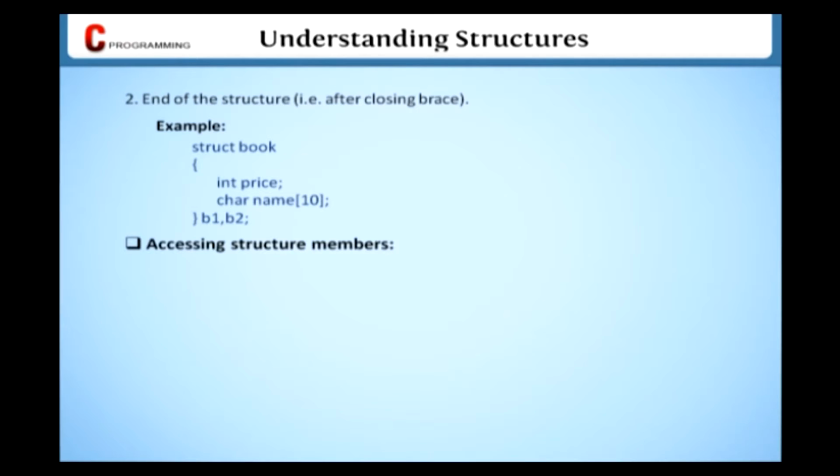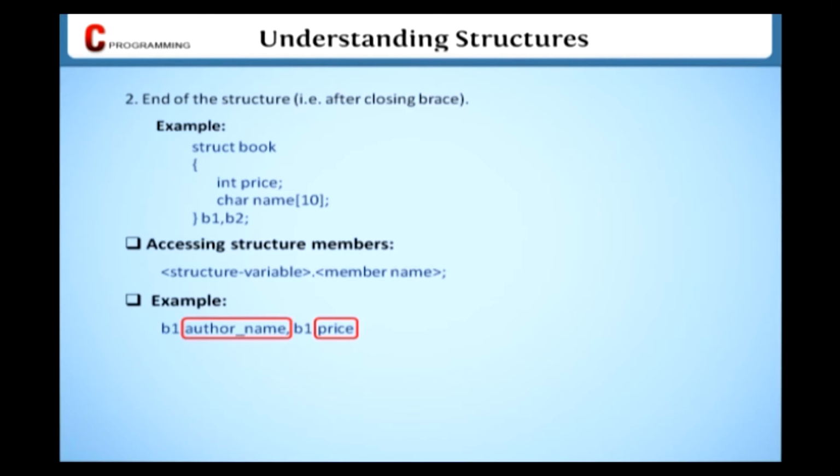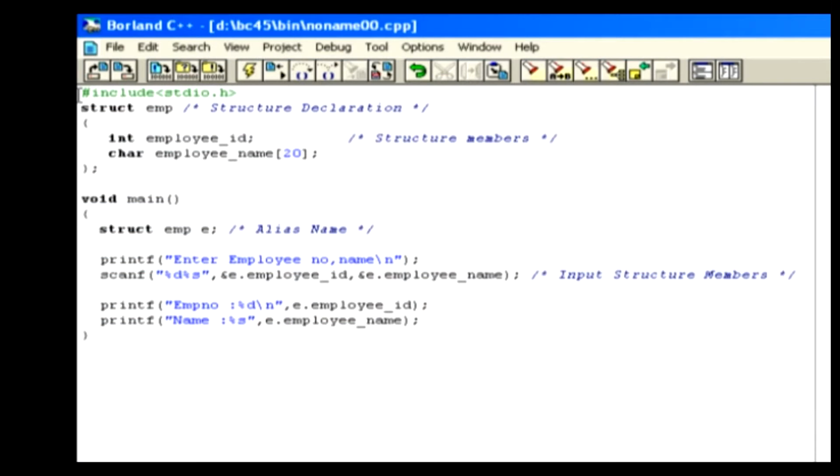Accessing structure members is easy. To do that, look at this syntax. Here you need to specify the structure name and put a dot operator and then the member name. Here's an example. B1 dot author name, B1 dot price. B1 is an alias name of the structure, and author name or price are the members of the structure. Let's take a look at the sample program.